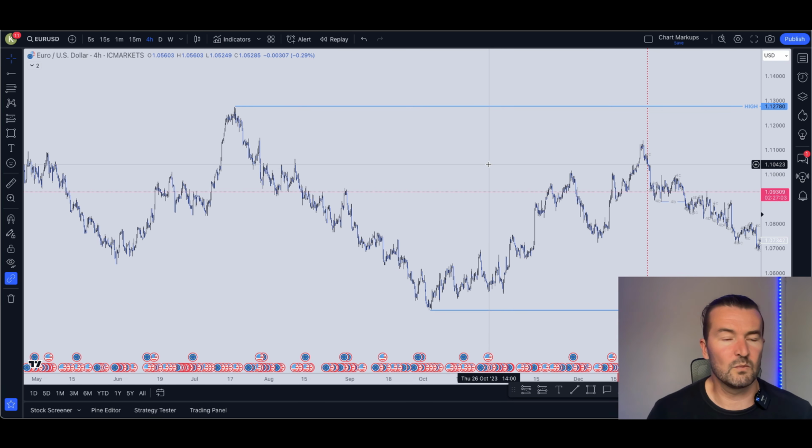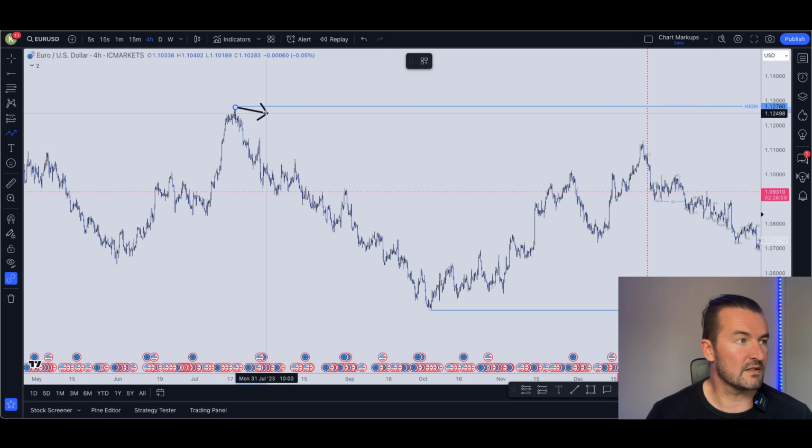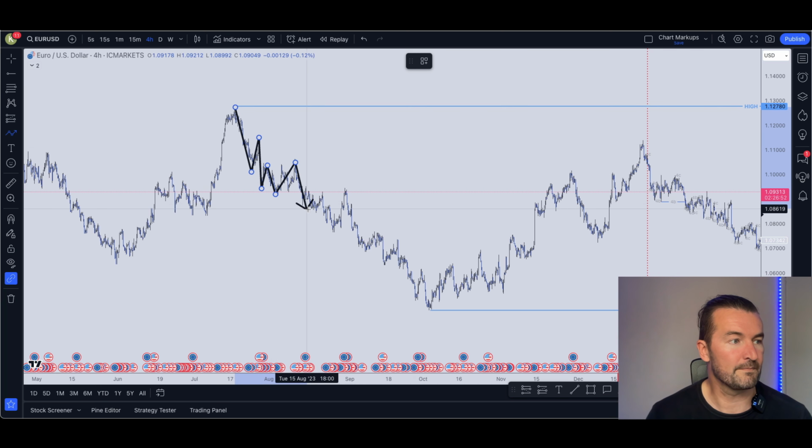Within here, you have a series of these little bounces all across the chart. So let's start off at the high over here, work our way down, up, down, up, down, up a little bit, so on and so forth. And I can click through this in a matter of seconds.